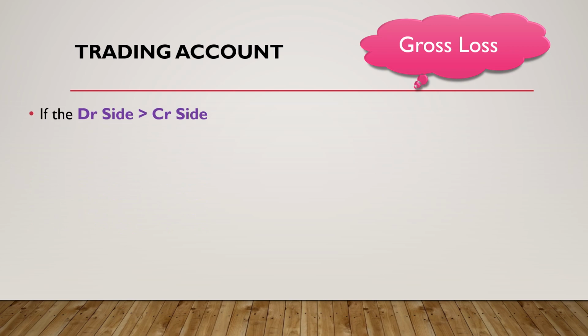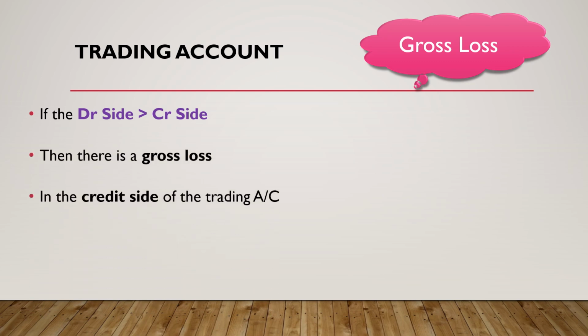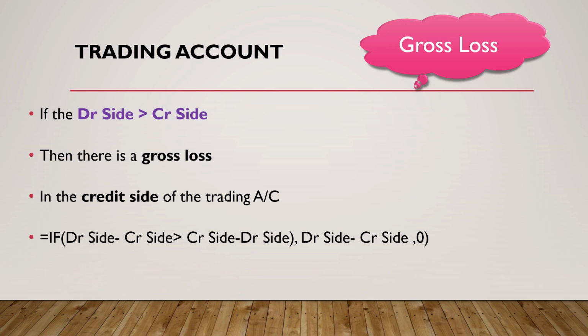If the debit side is greater than the credit side, we can see a gross loss. It should be recorded in the credit side of the trading account. Here also, we have to take the difference between these two sides. Then, if the debit side difference is higher than the credit side, we are going to deduct the credit side from the debit side. If this value is greater than the credit side minus debit side value, then we have to put the debit side minus the credit side value. If not, we have to put 0.